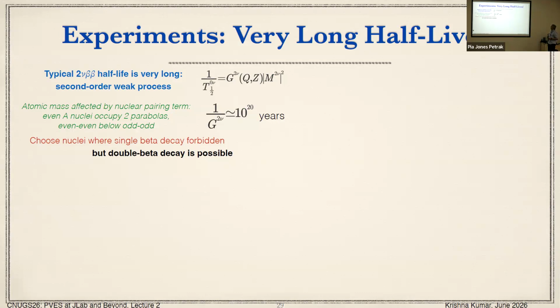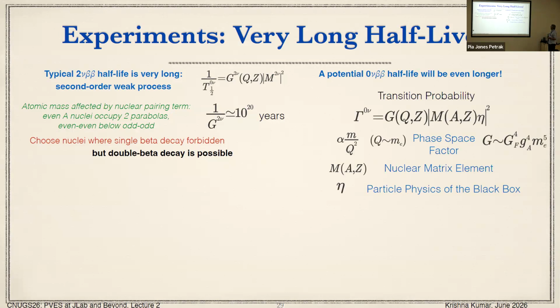Typical 2 neutrino double beta decays are extremely long. You can do a hand waving calculation, you get 10 to the 20 years. So this is a very complicated calculation because the nuclear matrix element is involved. You have a phase space factor and a nuclear matrix element, and then this eta is where the particle physics lives in the black box. You typically do the calculation for this to be light neutrino exchange. It goes like G Fermi to the 4th, axial vector coupling to the 4th, times mass of the electron to the 5th.